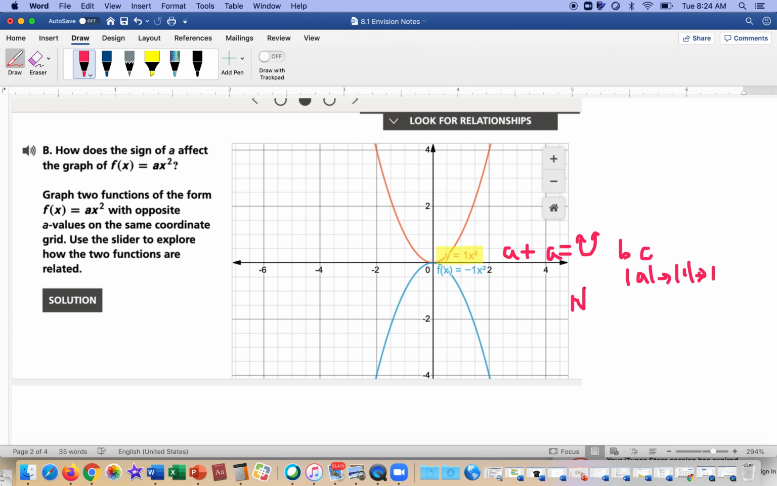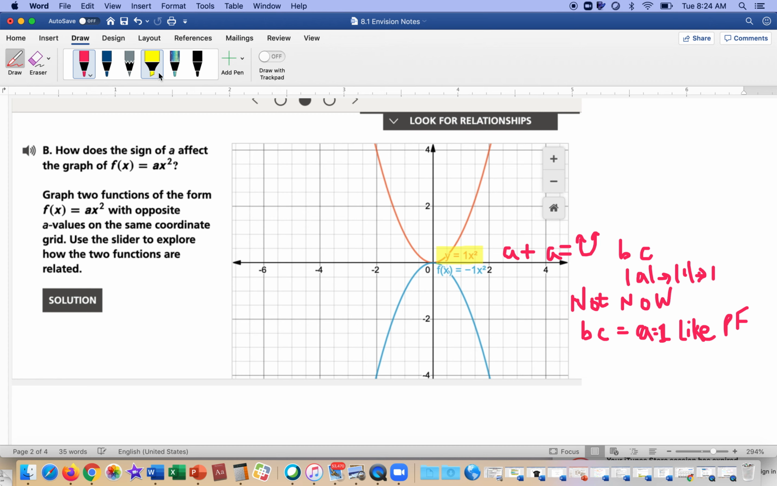So it has the same width, not narrower or wider, because the a value is 1, just like our parent. With a equals 1, it's hard to draw on here, like the parent function. So if the a value is the same as the parent function, they have the same width. Let's write PF for parent function.